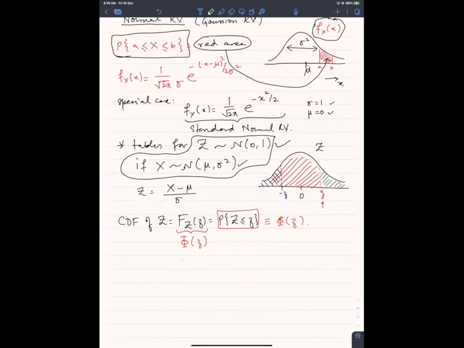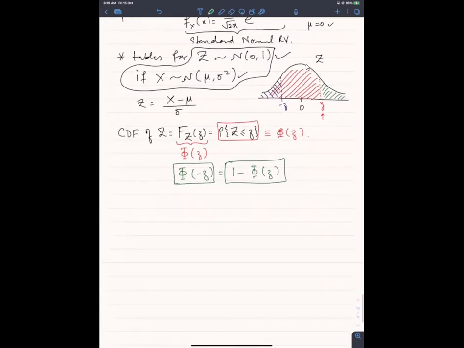Which means that phi of minus z, which is the blue area, is the same as 1 minus phi of z, which is total area minus red area, which means the green area. देखिए, रेड एंड ग्रीन दोनों को ऐड करेंगे अगर, तो आपके पास आंसर 1 आएगा, because this is a PDF. Okay. So phi of minus z is the same as 1 minus the red area, which is the green area. So that's how you would be able to find the value of phi for a negative value. So that's how you read the CDF of the standard normal random variable.